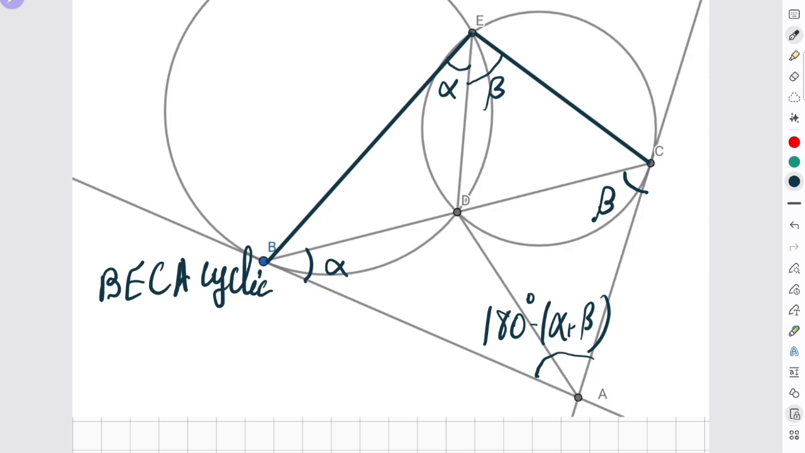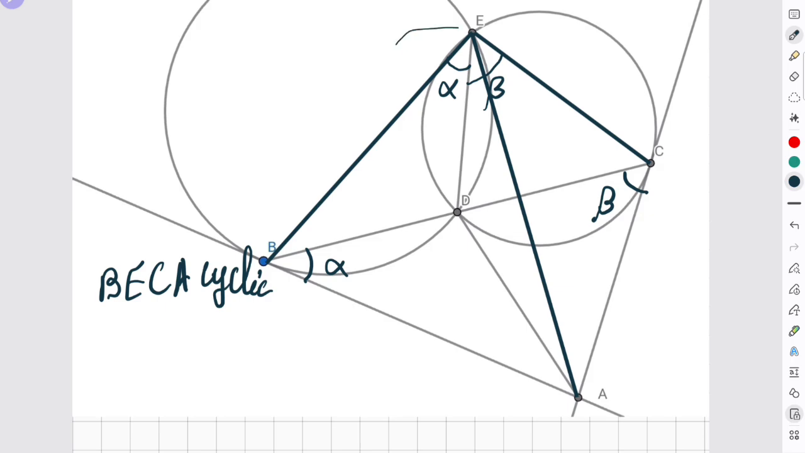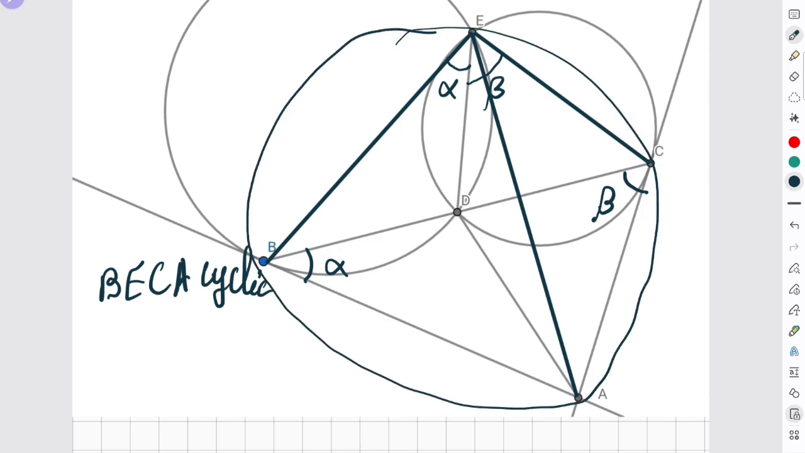Actually, after I found that, I realized that we have one diagonal here, which is BC. Then I just want to draw the other diagonal, which will be AE. Here, we realize that the angles CEA and CBA subtend the same arc. Actually, it is the bigger circle here. The arc will be CA. That is why the angles ABC and AEC will be the same angle.